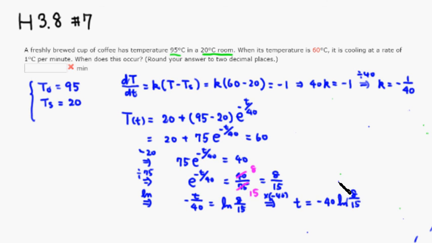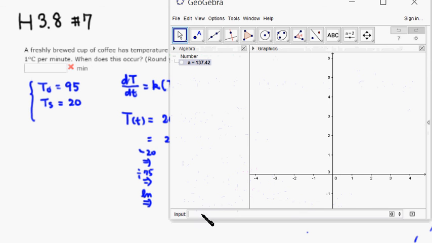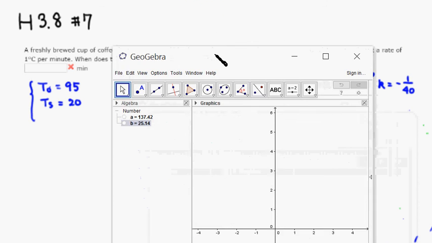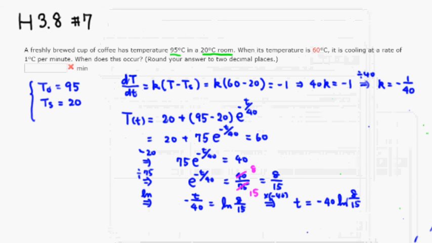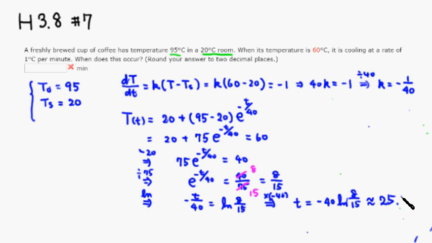Let's find that value. -40 times natural log of 8 over 15. Hit enter. We got 25.14. Let's round it to 2 decimal places. So this is about 25.14 minutes.